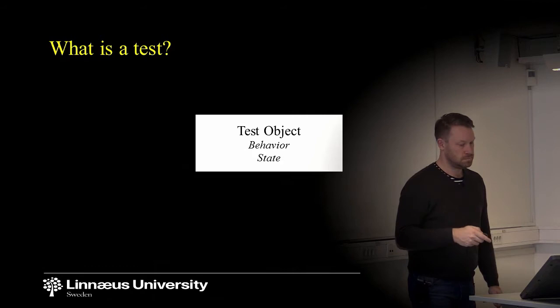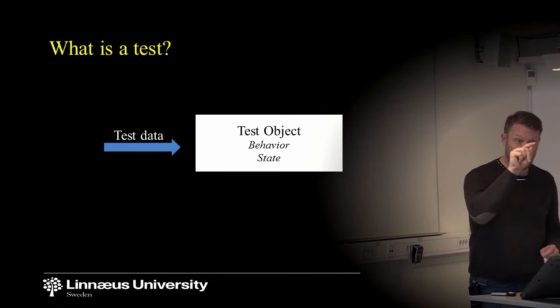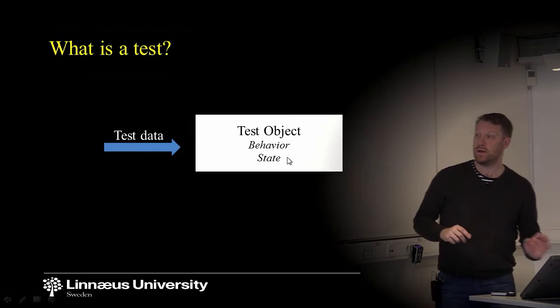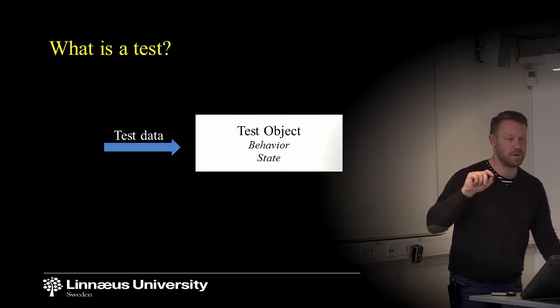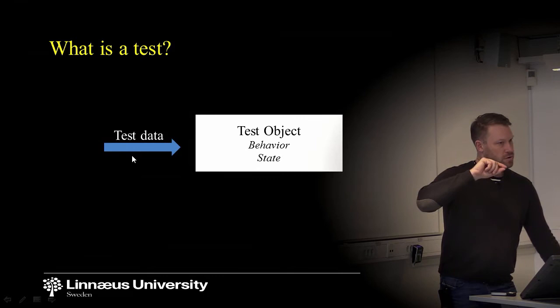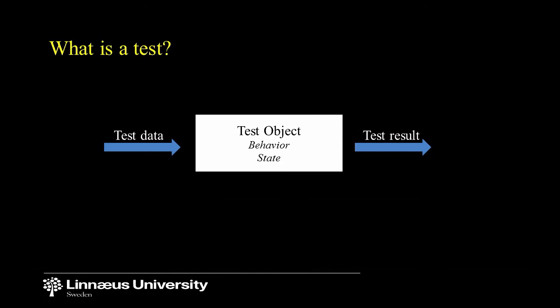Okay, there's more to it. Because when we exercise the test object, we feed it with some test data. Because we want to control that we end up, and here's the curve, at the right spot where we want to test, and that we test the correct behavior, or the right behavior, for correctness. So test data. Now we have full control over the execution. And since we know the specification, we can determine the expected output, the test result. We can say that if we feed the system with this data, the expected result is this.